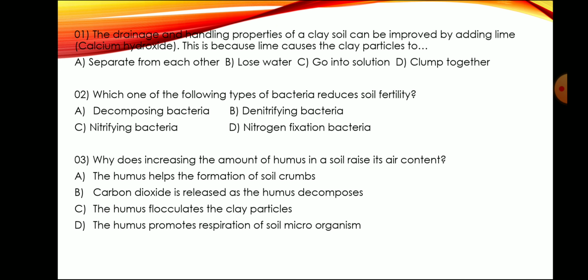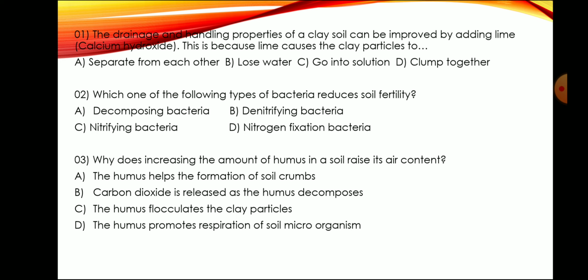So, first of all, our first question is: the drainage and handling properties of a clay soil can be improved by adding lime, that means calcium hydroxide. This is because lime causes the clay particles to dash dash. The options are A, separate from each other, B, lose water, C, go into solution, and D, clump together. So the correct answer is D, clump together.